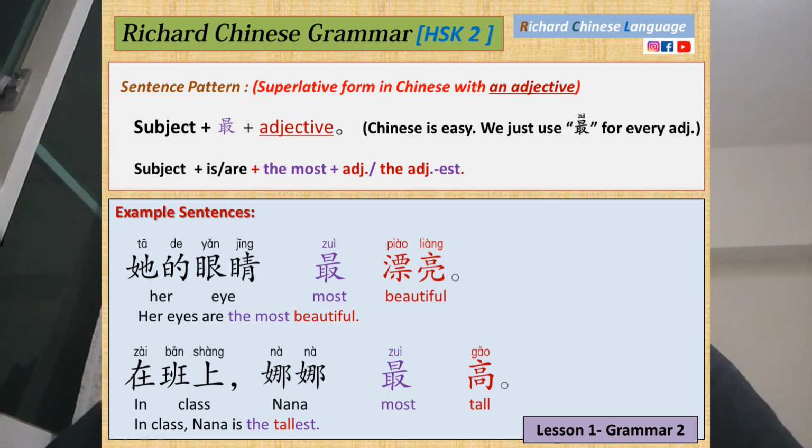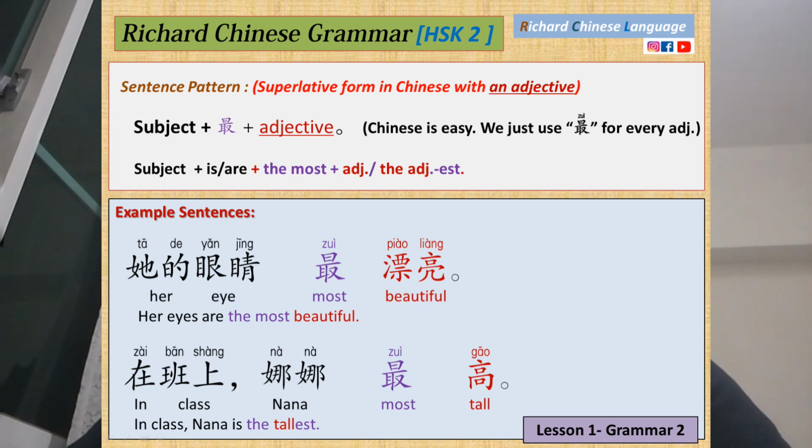And I have to say, Chinese is very easy in superlative form because we just use 最 for every adjective. Okay, you don't need to change any form of it. You just add a 最 before the adjective. Okay, so that's the sentence pattern. I'll say that again. Subject plus 最, and then plus an adjective. Okay, you don't need to change anything about the adjective.